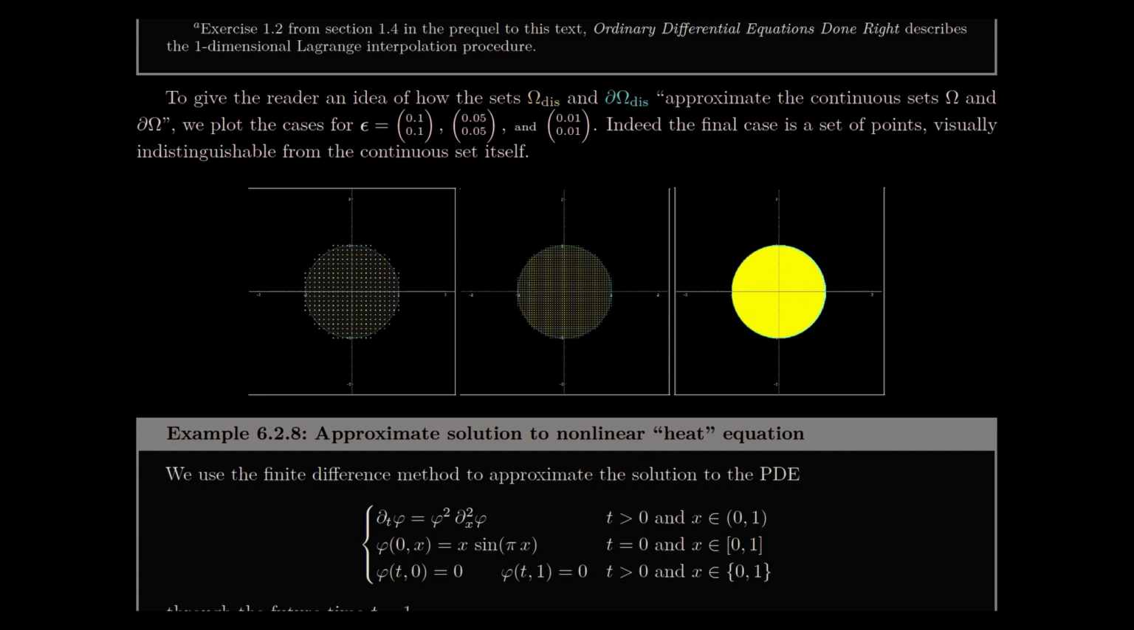Now, what I've done in these 3 pictures in the center is I've shown what it looks like when you choose a smaller and smaller epsilon. So choosing epsilon is 0.1, you can get this pretty good approximation of the circle.